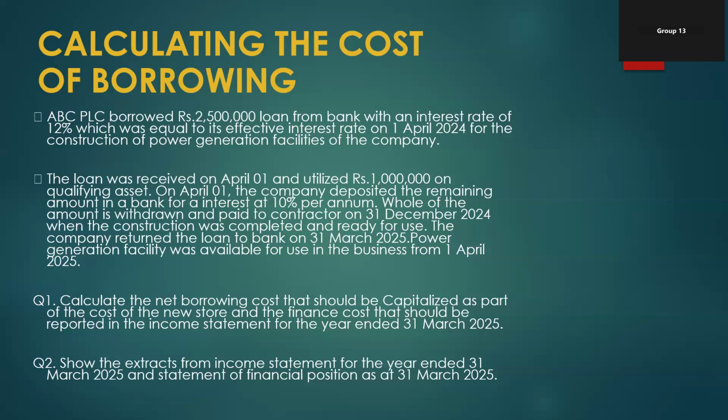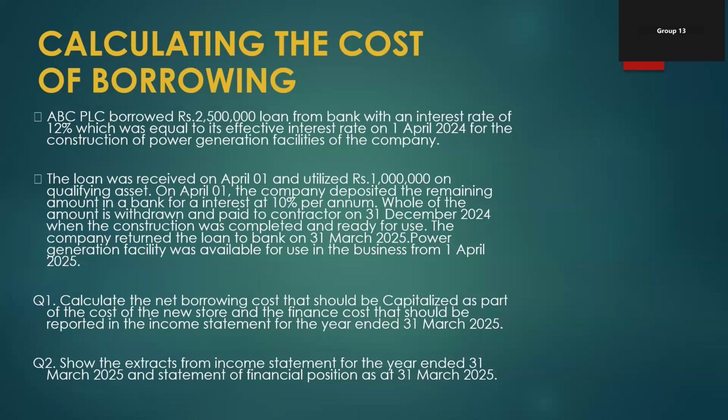On April 1st, the company deposited the remaining amount in the bank for interest at 10% per annum. All of the amount is withdrawn and paid to the contractor on 31st December 2024. When the construction was completed and ready for use, the company returned the loan to the bank on 31st March 2025. The power generation facility was available for use in the business from 1st of April 2025. So that will be our content for the case study.